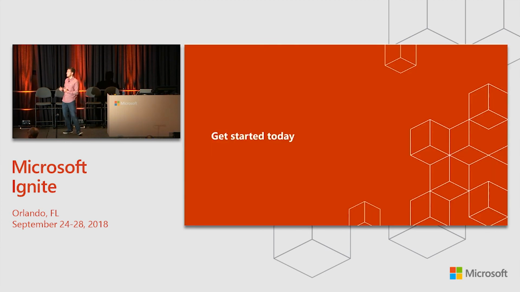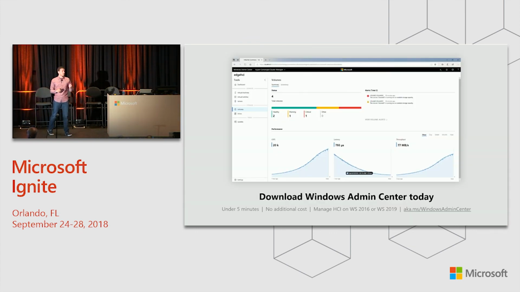So if this sounds appealing, if you're interested in making that transition from Hyper-V to hyper-converged infrastructure, here are a few things that you can do to get started today. The first is I would really encourage you to download Windows Admin Center. You can do that by going to aka.ms/WindowsAdminCenter, which you can use for Windows Server 2016 or 2019 for hyper-converged infrastructure. And many of the other tools actually go even further down level to 2012 R2 and beyond.